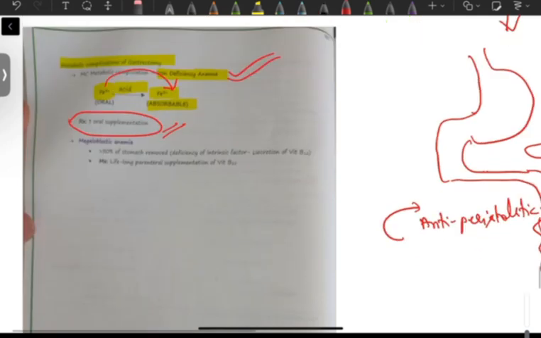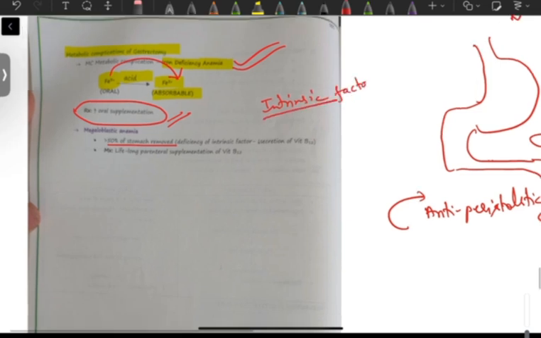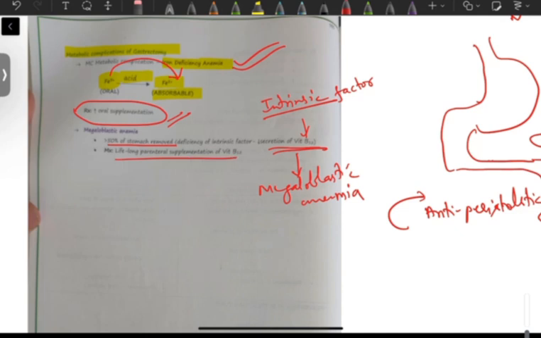Okay, so megaloblastic anemia might also happen, because I told you if more than 50% of the stomach is removed, intrinsic factor secretion is lost. If this intrinsic factor is absent, then vitamin B12 will not be absorbed. If vitamin B12 is not absorbed, that will lead to megaloblastic anemia. And we'll have to treat him by lifelong parenteral supplementation of vitamin B12.